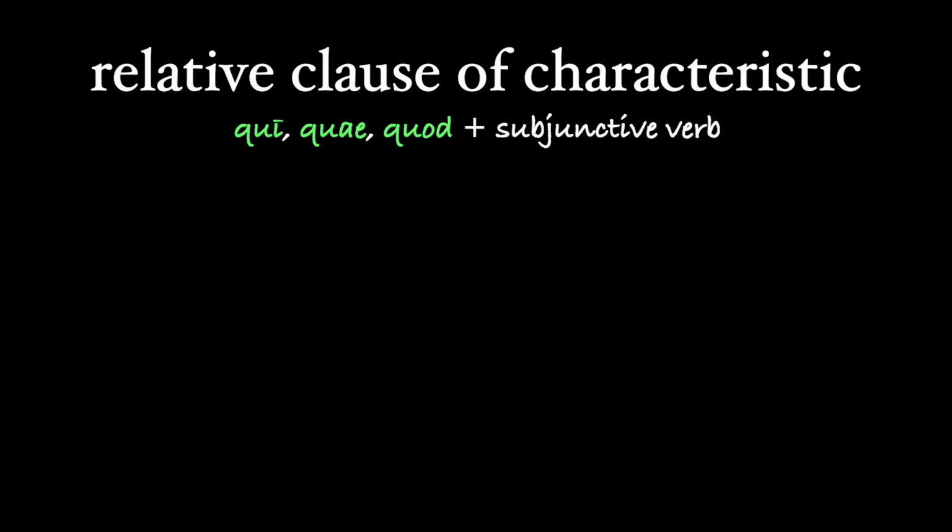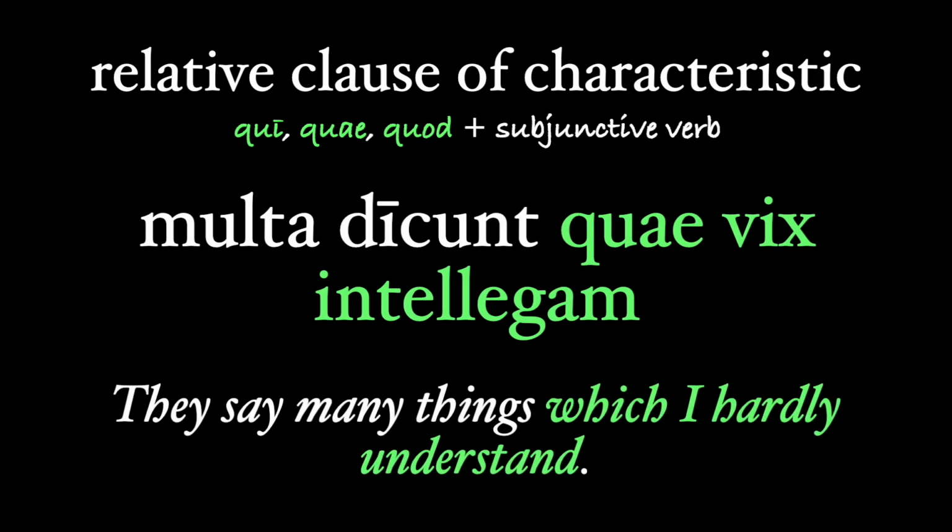But the subjunctive in a relative clause can also show characteristic, especially in a situation where the antecedent, and that's the word that the quod refers to, see Rule 8 for more on relative clauses, is otherwise unknown. Multa dicunt quae vix intellegam. They say many things which I hardly understand, or which are of the general characteristic that I hardly understand. Note that the multa, many things, are more or less undefined.